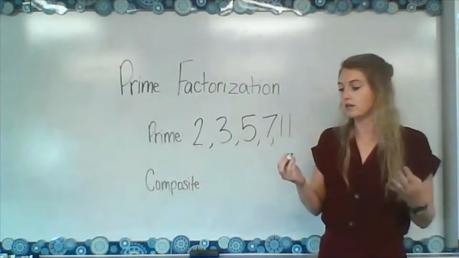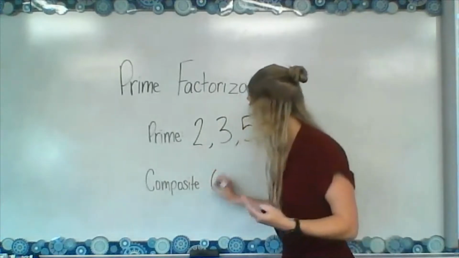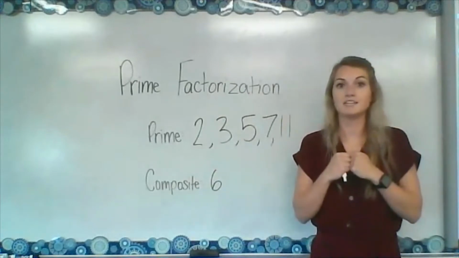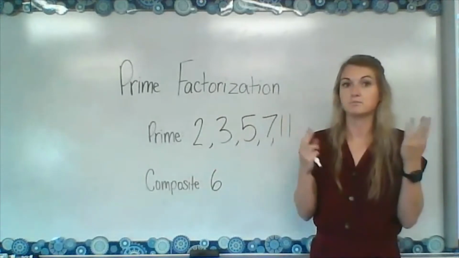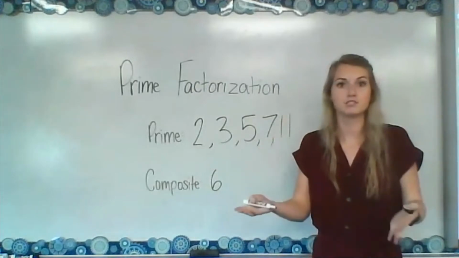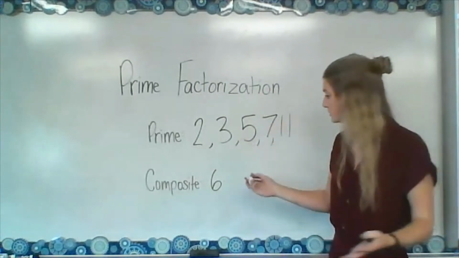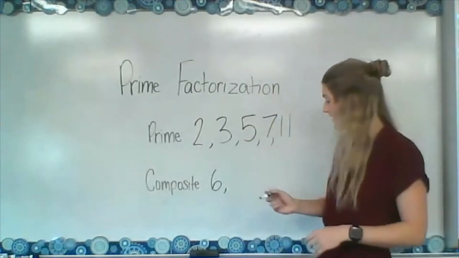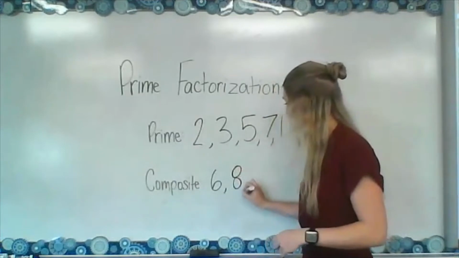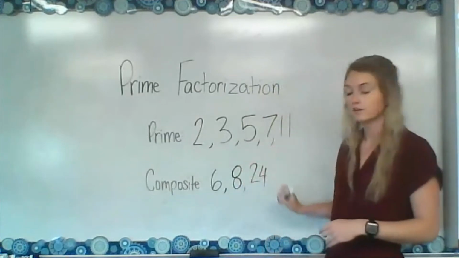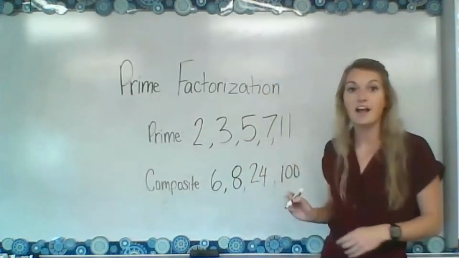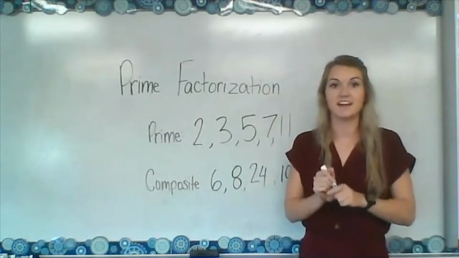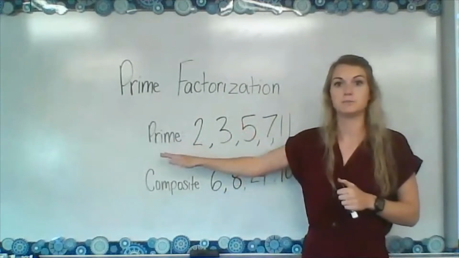For example, we could do 6, right? Because 6 has 1 times 6, but it also has 2 times 3. Okay, so it has more options. There are lots of numbers that have plenty of factor pairs. Okay, 8, 24, 100. Okay, all the numbers that go on and on. All right, that's the difference between prime and composite.